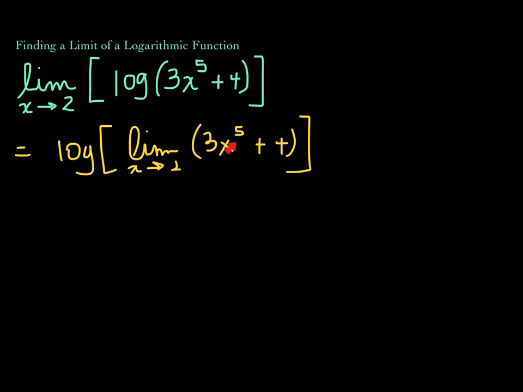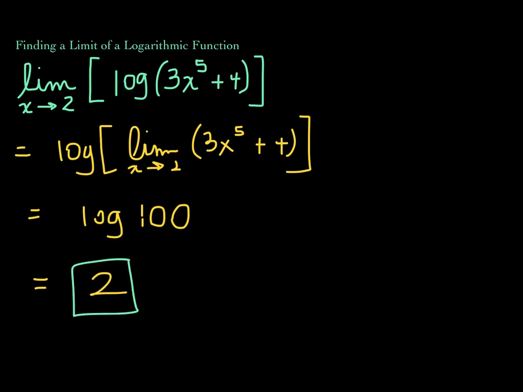When you plug 2 in, 2 to the 5th power times 3 and then plus 4, I believe all of that is 100. So then this is just log of 100. Now remember that the base of your logarithm is 10. We know that because it's not written. So a logarithm is an exponent. It's asking you, to what exponent do you raise 10 to get 100? That would have to be 2. So the limit is 2. Man, that was a blast. Cool. Let's look at maybe 1 or 2 more examples.